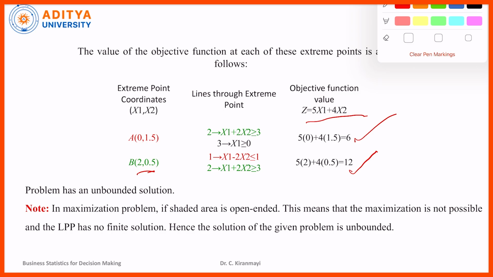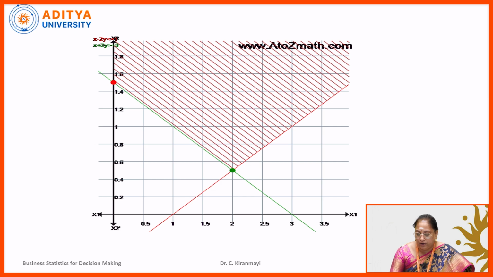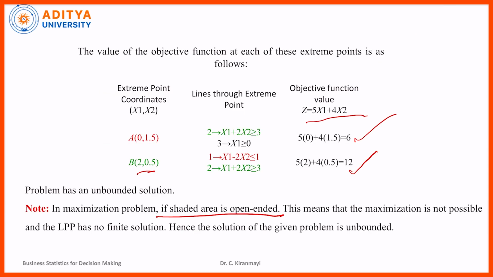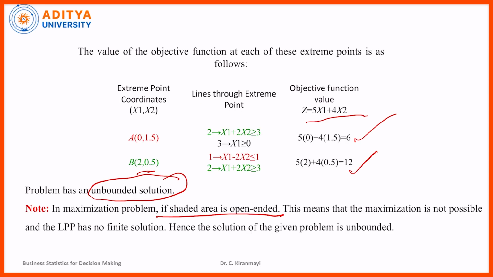Therefore, in a maximization problem, if the shaded region is open-ended, we don't know to what extent the line gets extended, so we cannot locate the third point. If the shaded region is open-ended in a maximization problem, we consider the solution as an unbounded solution. This is how we can solve the linear programming problem using the graphical method, and identify a problem as having a unique solution, unbounded solution, or infeasible solution.